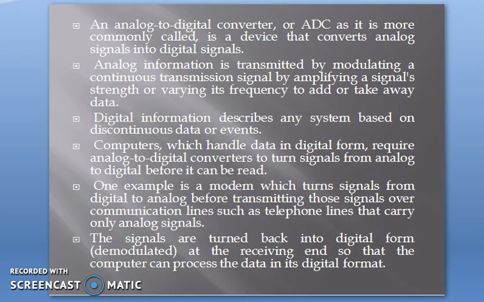And computers, which handle data in digital form, require analog to digital converters to turn signals from analog to digital before they can be read. The signals are turned back into digital form at the receiving end, which is called demodulation, so that the computer can process the data in its digital format.